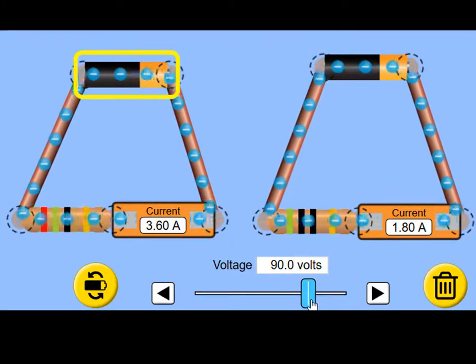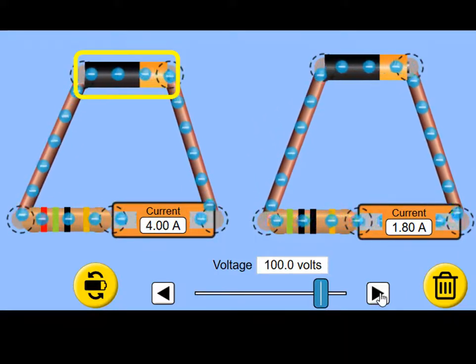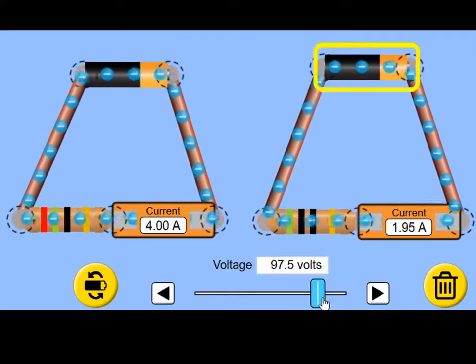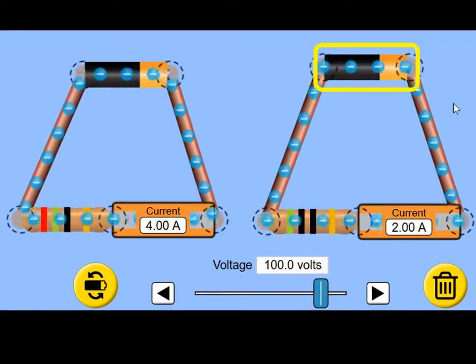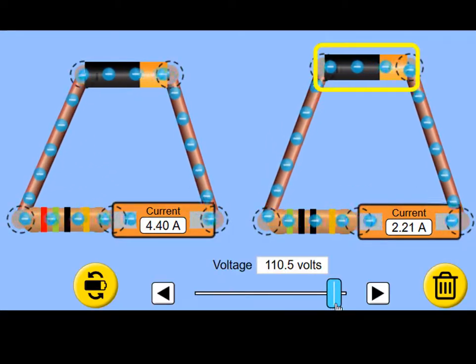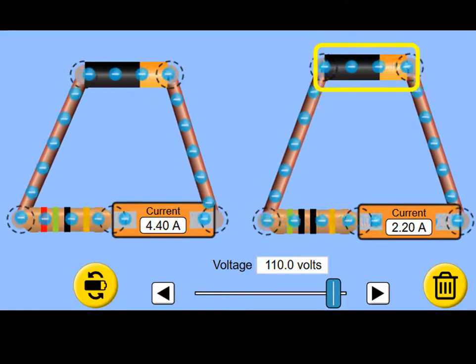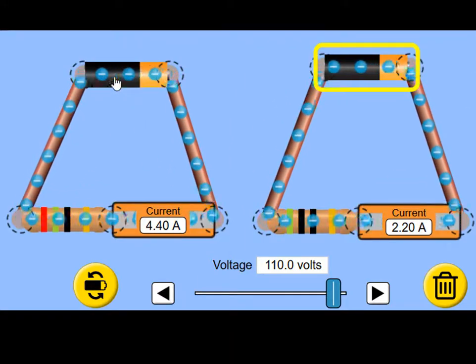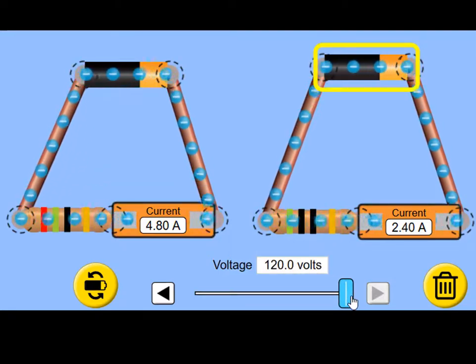By now, you should be able to predict what we're going to get when we go to 100 volts. First circuit, 4 amperes. What will we get in the second circuit at 100 volts? 2 amperes. We increase the first circuit to 110 volts. 4,4 amperes, and the second circuit, 110 volts, 2,2 amperes. 120 volts, 4,8 amperes, and 2,4 amperes.